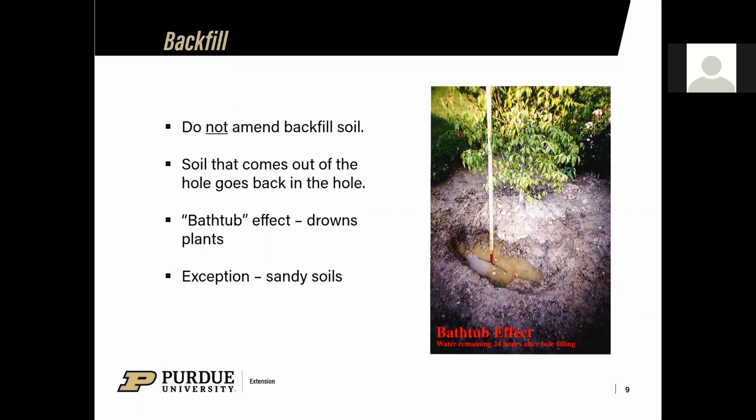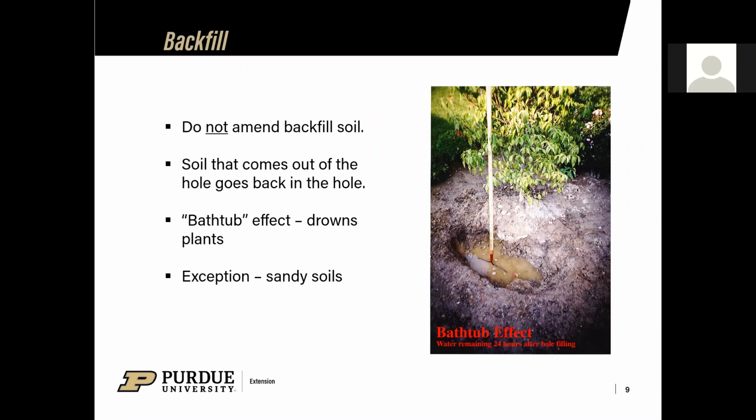Also, we want to encourage these roots to grow out into that native soil. So if you make a good, lush, rich environment for those roots to grow right around that root ball, they might not grow as quickly or as readily out into that native soil as they would if it was right up against the root ball.